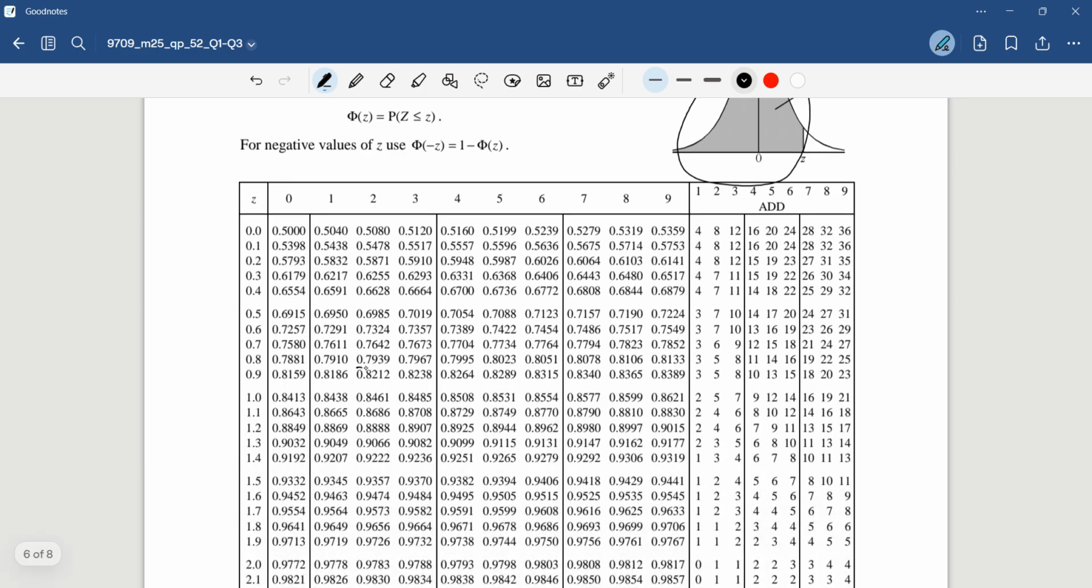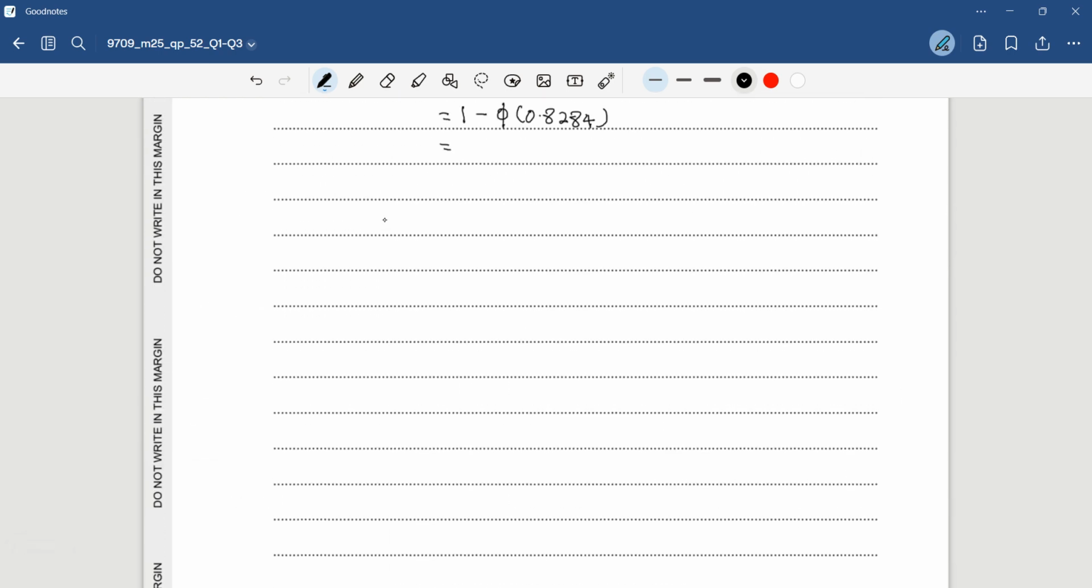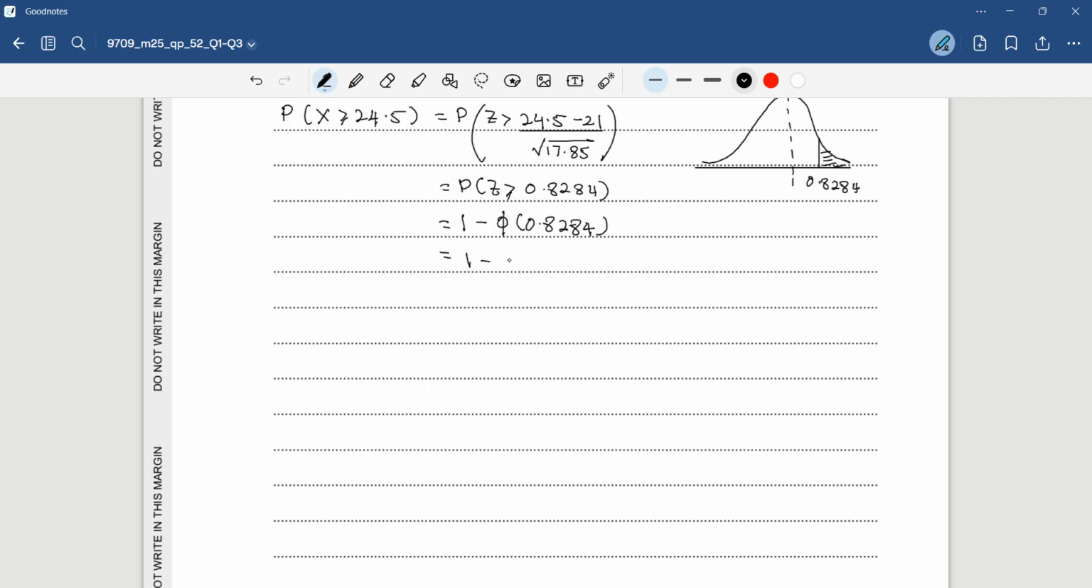0.828 is here, so it will be 0.7939 plus 0.0022. So it's going to be 1 minus 0.7961. You can actually for your case directly press a calculator, but you must know how to write the equation. So it's going to be 0.204.